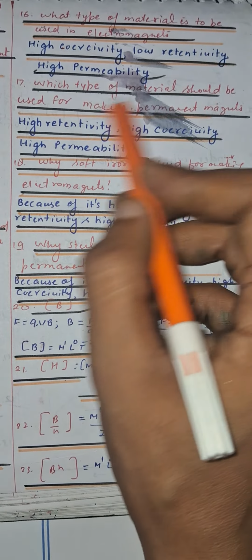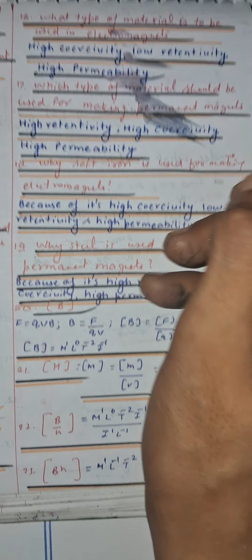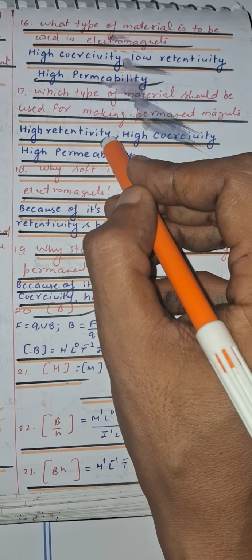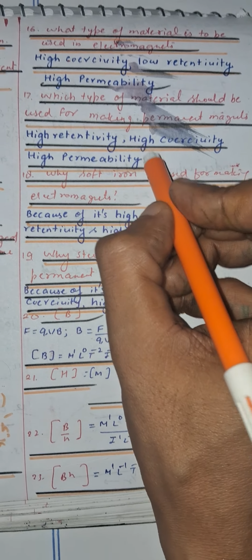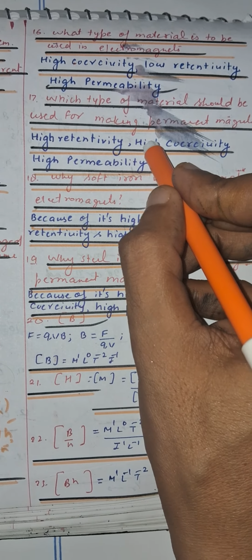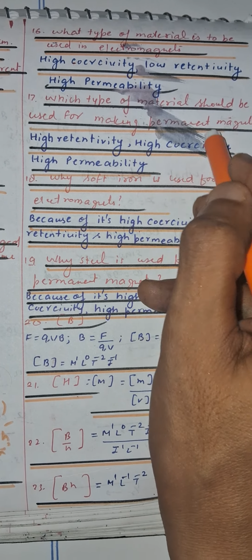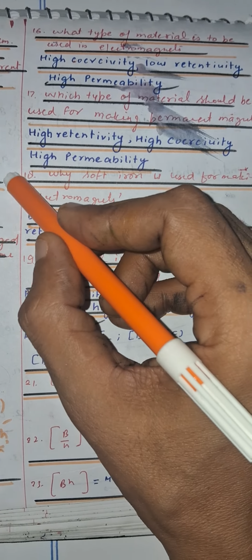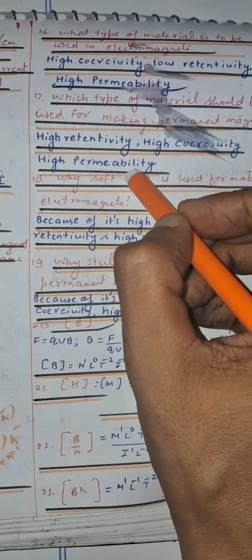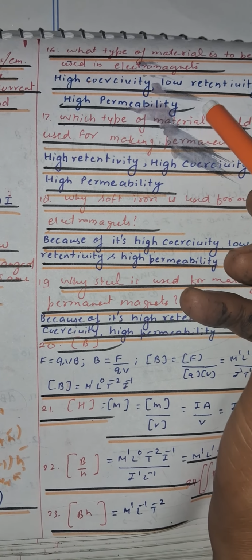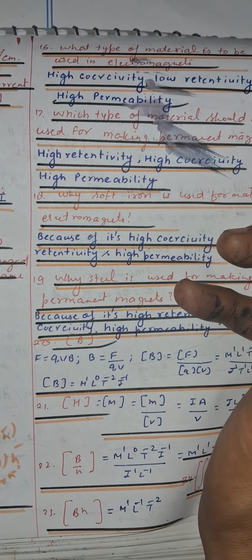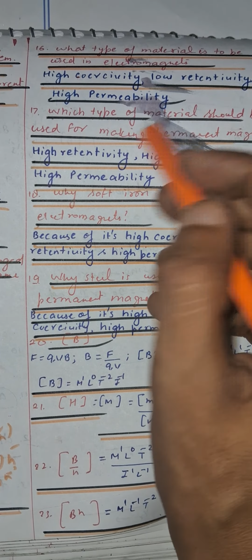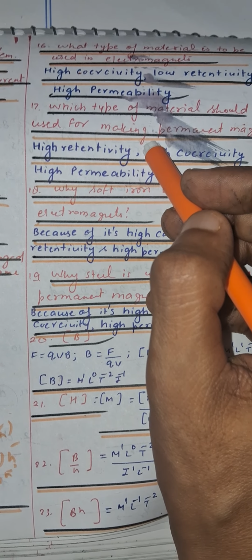Then, which type of material should be used for making permanent magnets? Obviously, for making permanent magnets, the material should have high retentivity so as to retain the magnetic field. Then high coercivity, because of the same logic, so that the magnetic field is able to be retained, and high permeability. So you see, if you compare the two, it is the retentivity which differentiates. In electromagnets we have low retentivity, and in permanent magnets we have high retentivity.